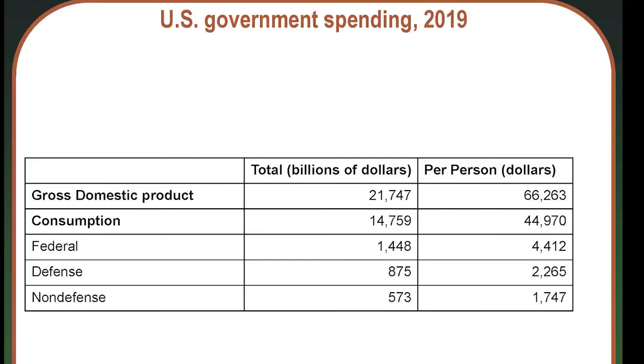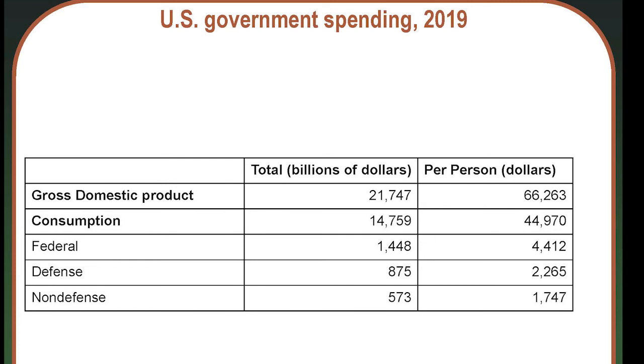Here we see, again, consumption was roughly 14.8 trillion. The federal government altogether spent about $1.4 trillion, and of that, about $875 billion was spent on defense, and $573 billion was spent on things that don't have to do with defense. Now, this is the federal government's spending, and it does not include state and local government spending. This is just looking at the federal level.